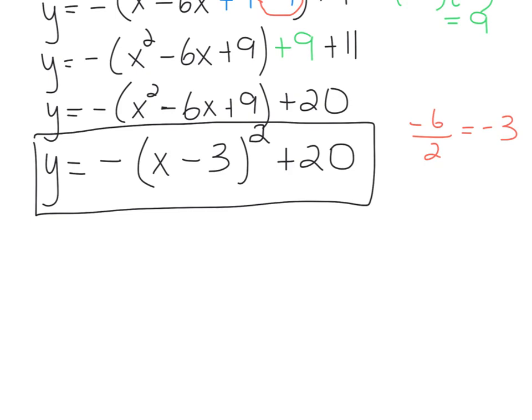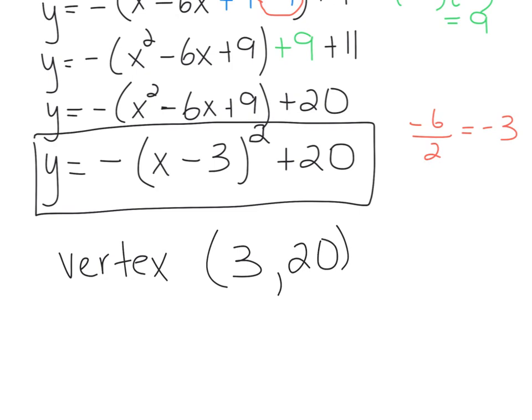So if we have to record our vertex or report the vertex, it's a coordinate point. Remember that the first value is your h value. So in our equation, the h value looks like a -3, but we're going to report it as the opposite, so it will be a +3. And the second half, or the y value, comes from our k value from our vertex form equation. Our k value is a 20, so I'm going to put that in. So our vertex is located at (3, 20).